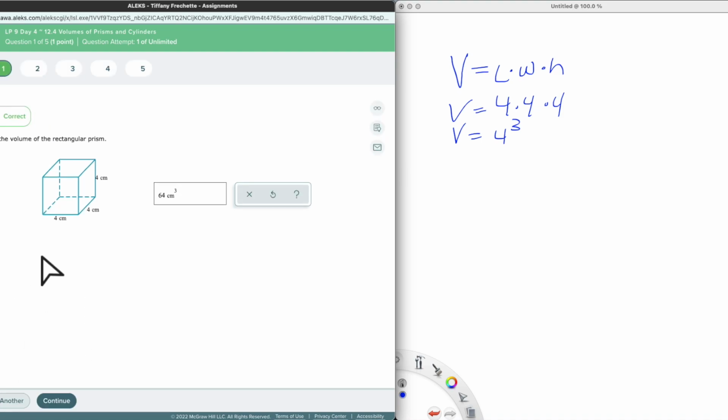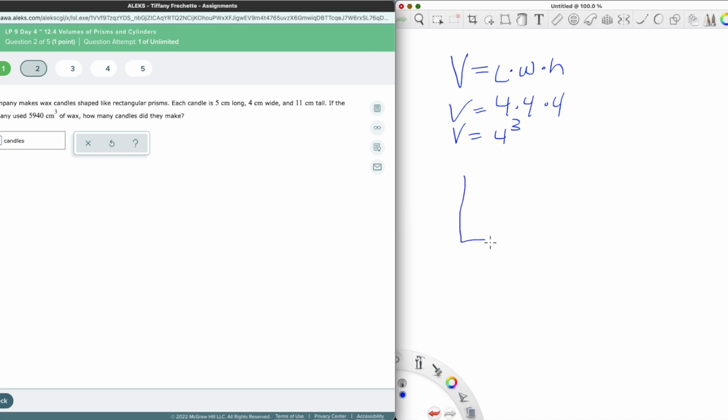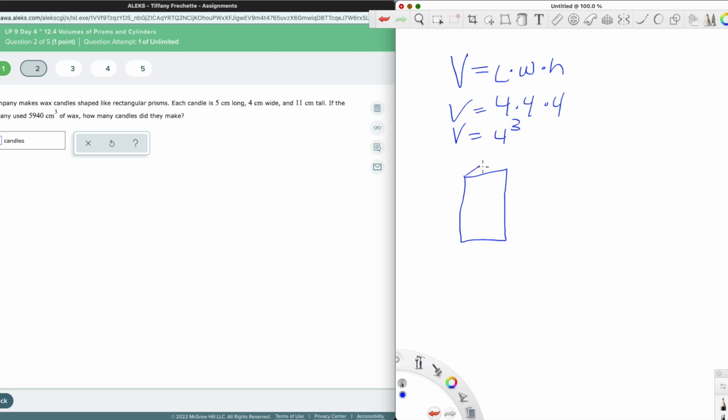All right. Next, a company makes wax candles shaped like rectangular prisms. So it's not necessarily a box, but maybe it's something along the lines of this. I should have dotted that because technically I'm seeing through the candle here. So something like that, we have our wick maybe sticking out here. This is where the flame would go. I know it's a little bit of a wonky candle, but hey, it's wax, why not?